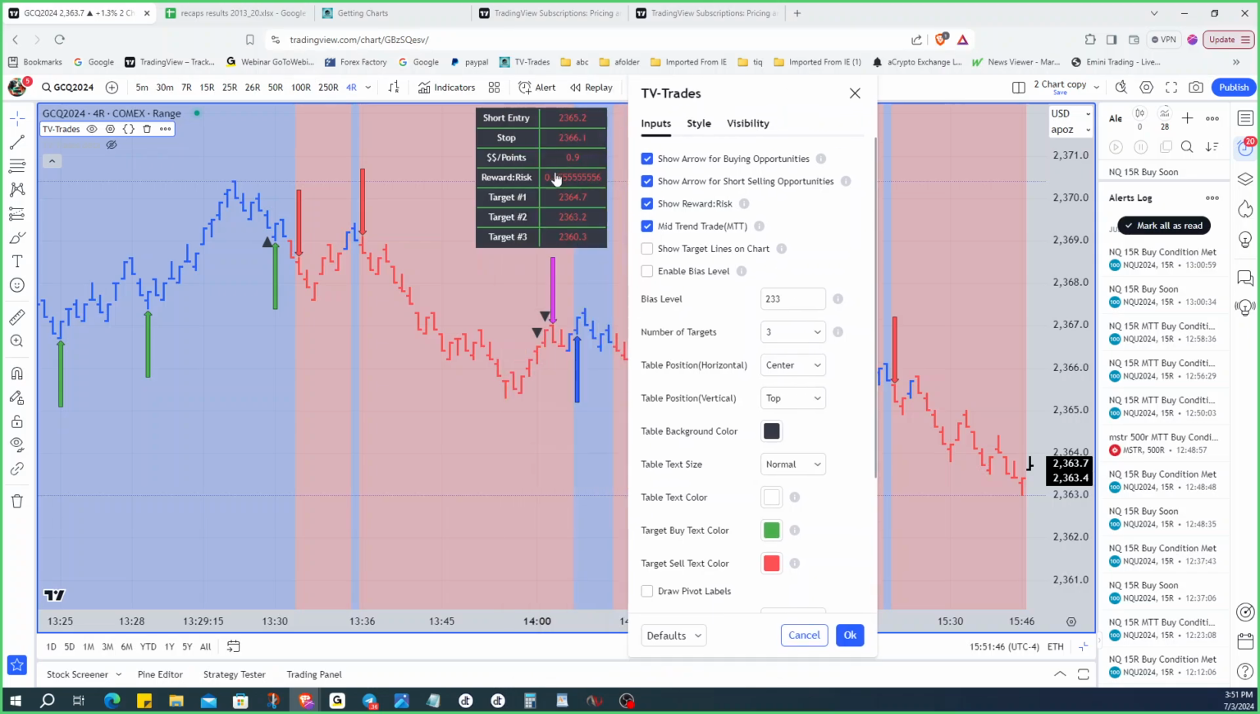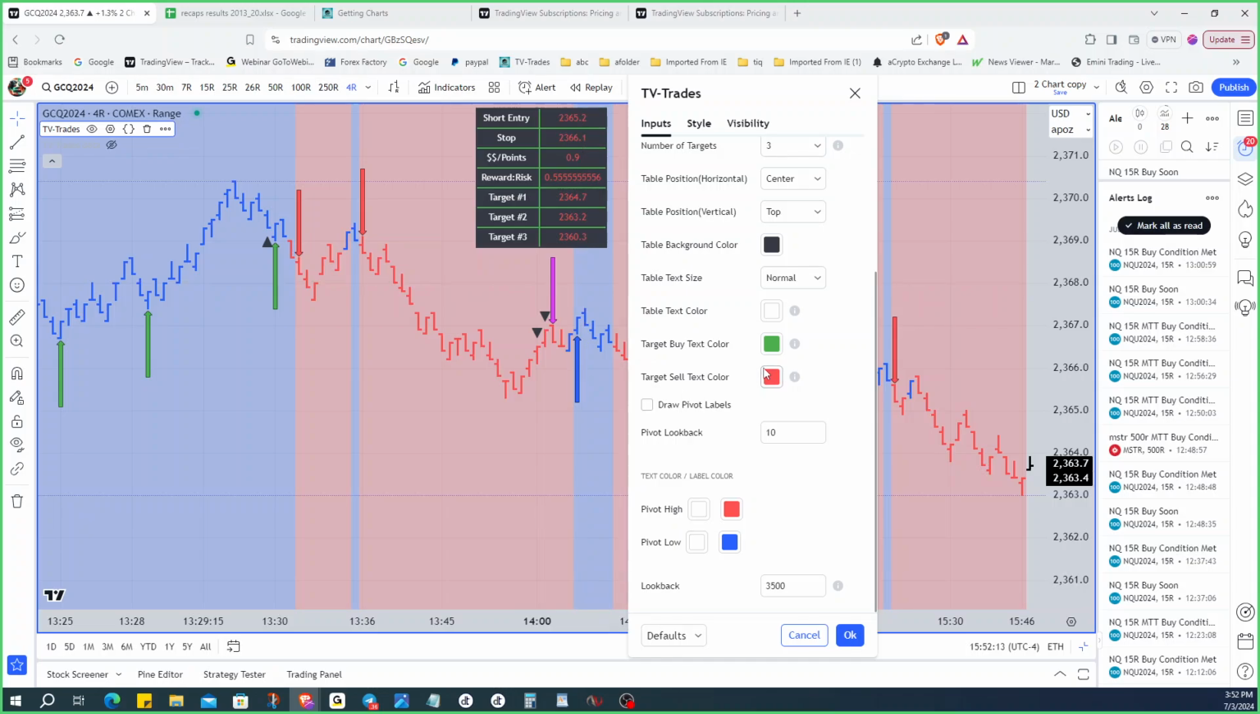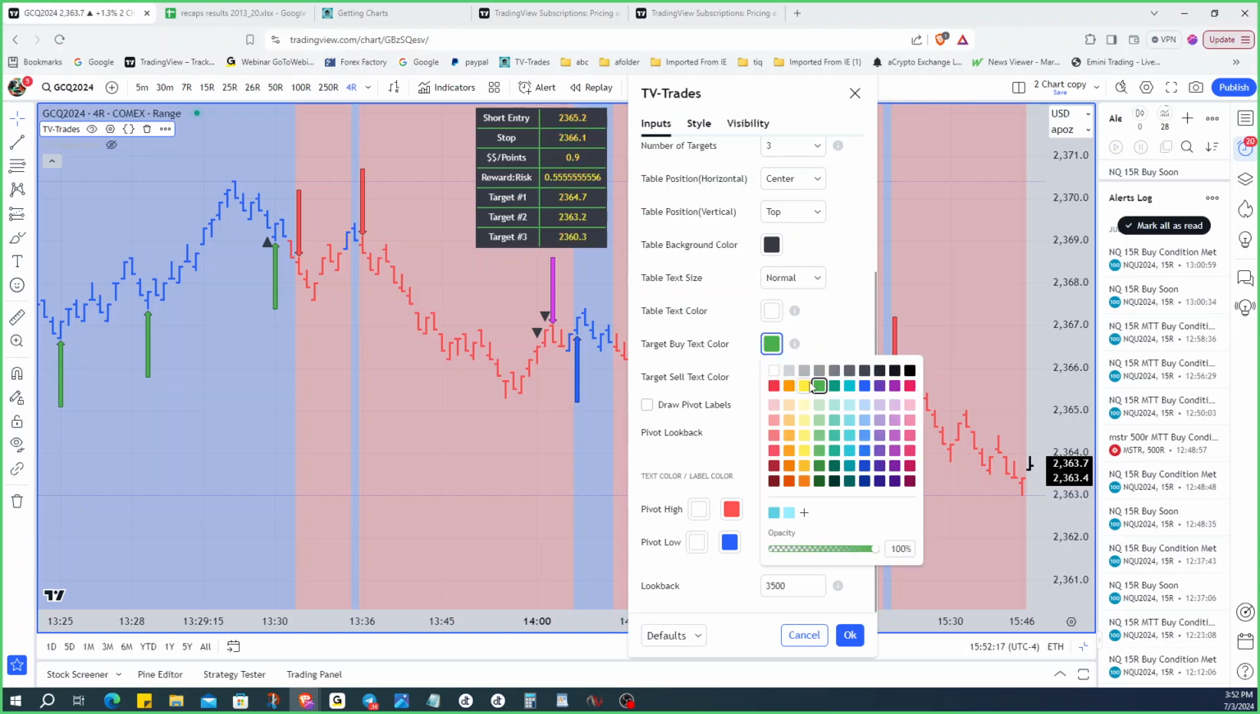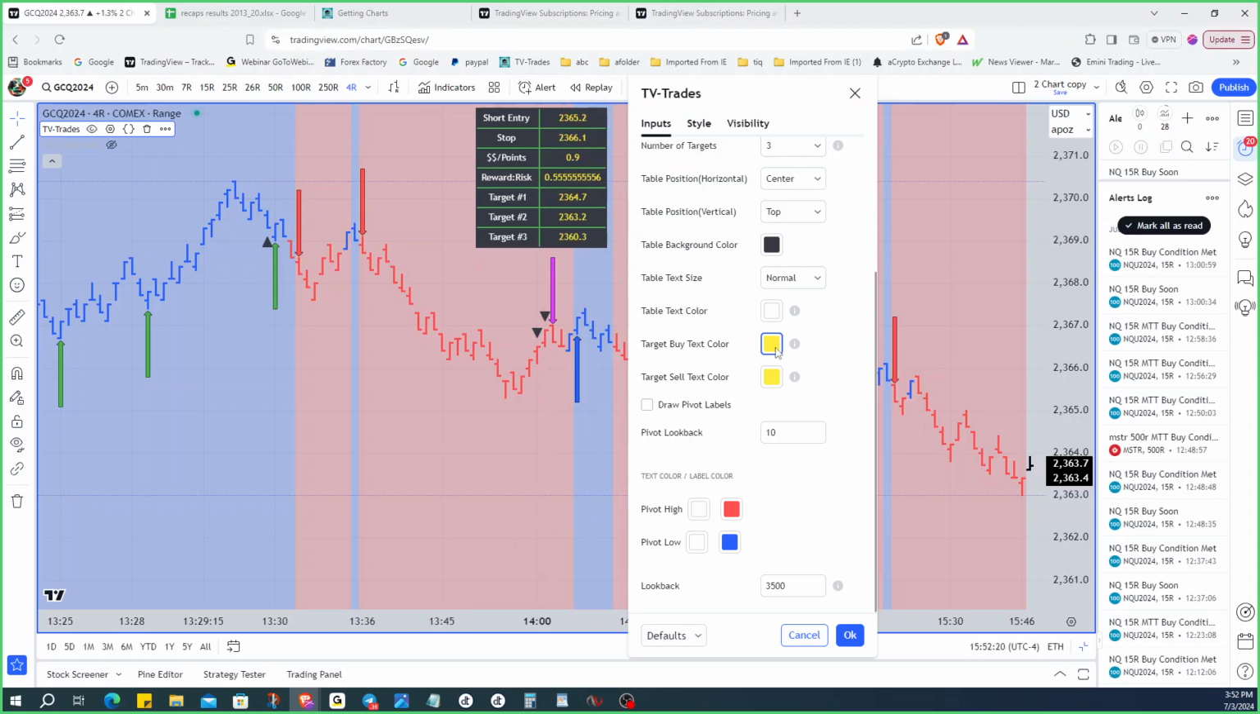Number of targets, that's the number of targets it displays in the box. It'll display as many as it can up to the number that you say. It goes from 1 to 5. The position, this is the position of this box. You can move it around, left, right, down one spot, and down one other spot. So it's got center, mid, and bottom, center, left, and right. Those are positions that you can put the table in. You can change the background color of the text. In here for the shorts I have red, and for the longs I have green. But yellow stands out really well if you want to put yellow in there for either one of those.